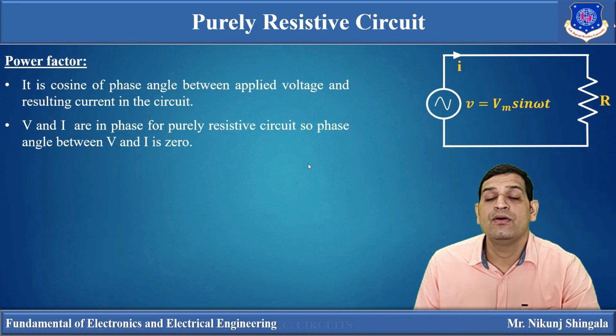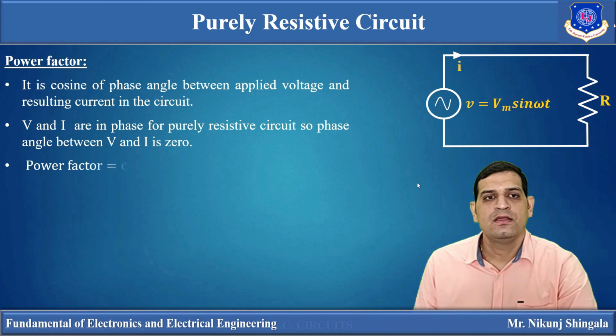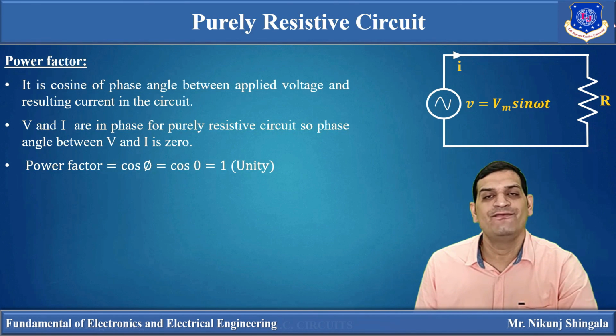Now for a purely resistive circuit, voltage and current are in phase. As they are in phase, the phase angle between voltage and current is 0. So power factor is cos phi, and phi is 0 for a purely resistive circuit. So cos phi is equal to cos 0, and the value of cos 0 is 1, that is unity. This is the maximum power factor. The value of the power factor will be between 0 to 1, and the ideal value is 1. So for a purely resistive circuit, the power factor is 1.